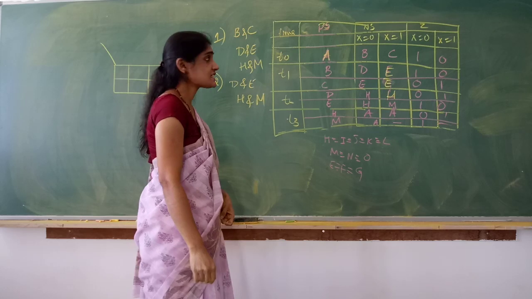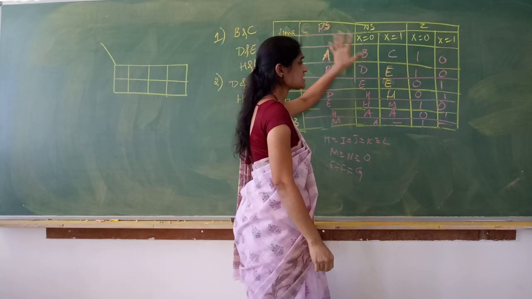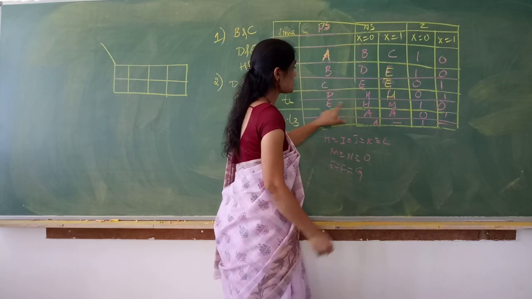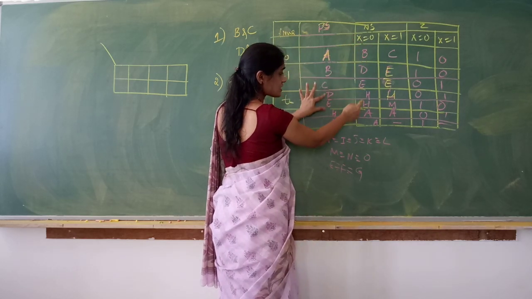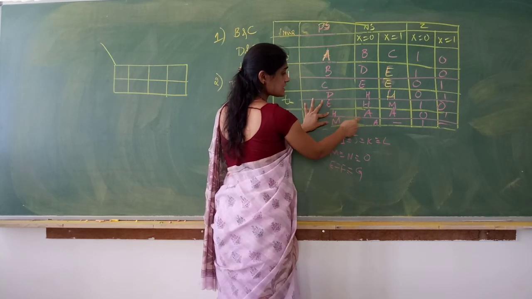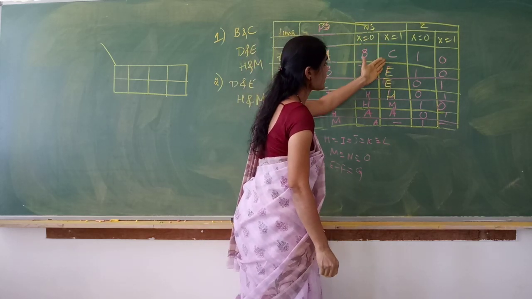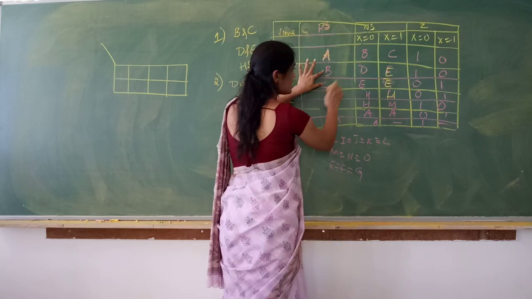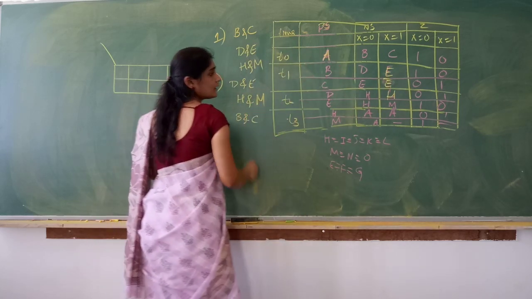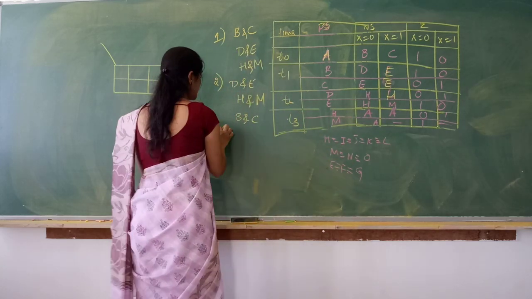The second guideline says states which have the same next state for a given input. When x is 0, these two states have the same next state, so D and E should be adjacent. Likewise, H and M should be adjacent. You can even check for x as 1. Same next state, so B and C should be adjacent. And H and M, already I have written here. This is the second guideline.